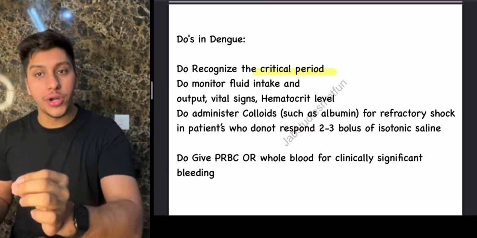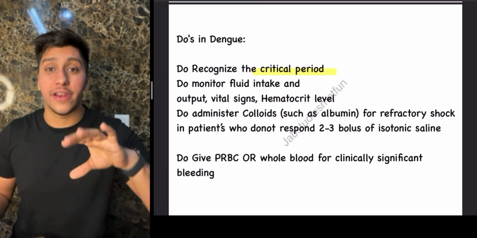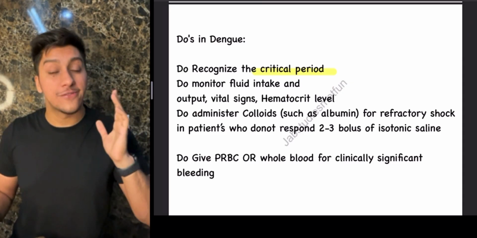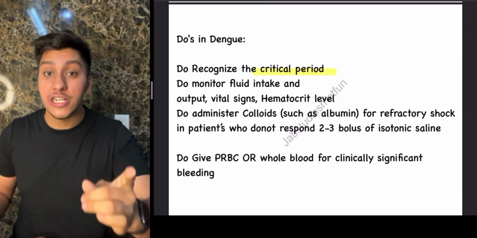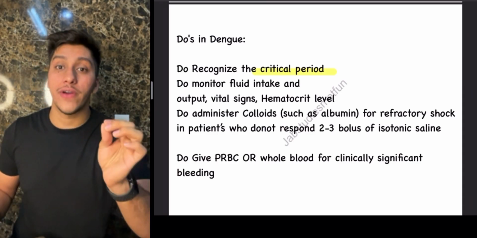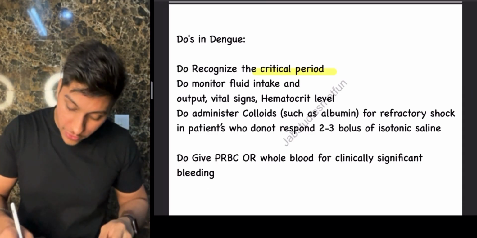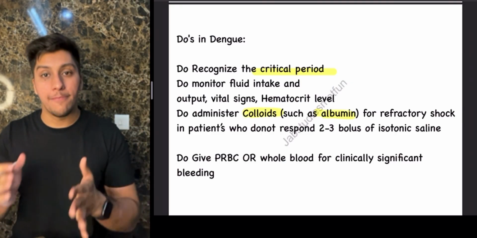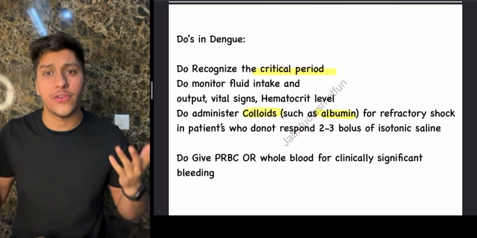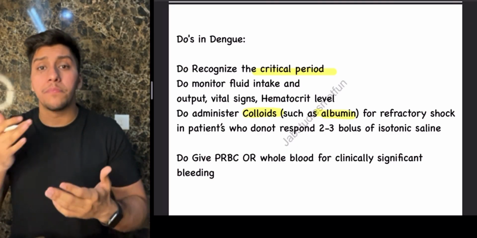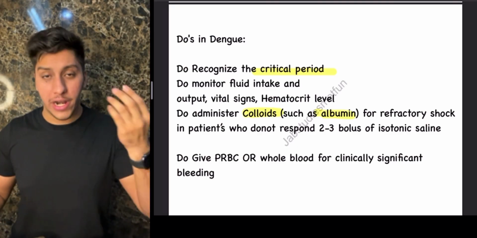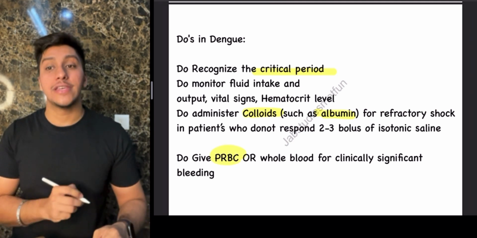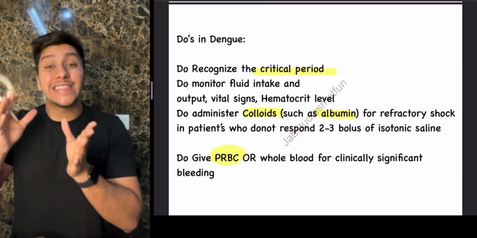Do monitor fluid intake and output. Monitor vital signs regularly, at least every 4 hours. Hematocrit levels: if it is low, it is a sign of internal bleeding. If it is high, third space fluid loss is there, with increased risk of ascites and pleural effusion. Whenever you want to administer colloids or albumin, which is in colloids, it is in case of refractory shock. What is refractory shock? The shock which is not manageable even despite IV fluids like Ringer lactate or normal saline. Do give packed RBC or whole blood for clinically significant bleeding.